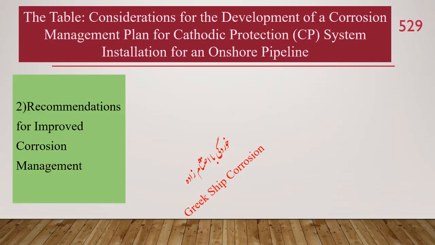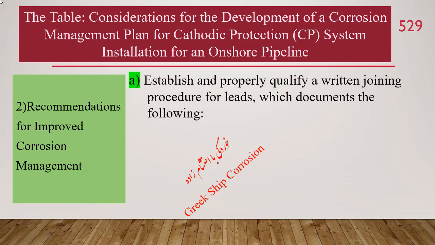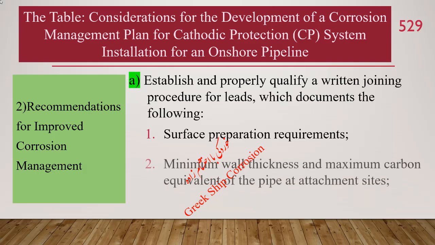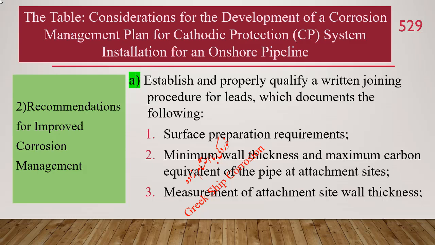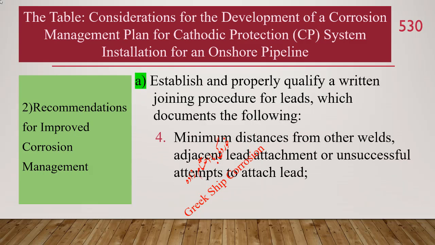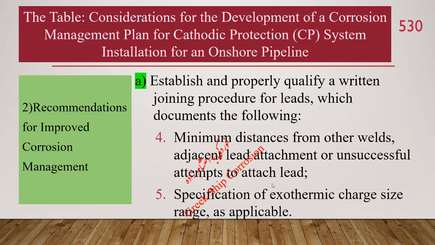2. Recommendations for improved corrosion management. A. Establish and properly qualify a written joining procedure for leads, which documents the following. 1. Surface preparation requirements. 2. Minimum wall thickness and maximum carbon equivalent of the pipe at attachment sites. 3. Measurement of attachment site wall thickness. 4. Minimum distance from other walls, adjacent lead attachment, or unsuccessful attempts to attach lead. 5. Specification of exothermic charge size range as applicable.